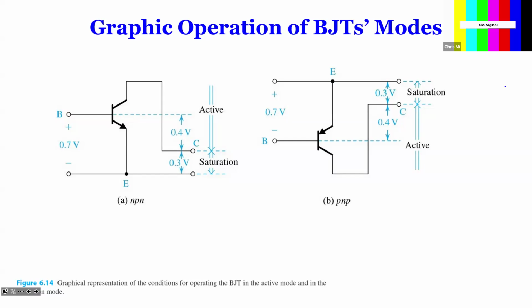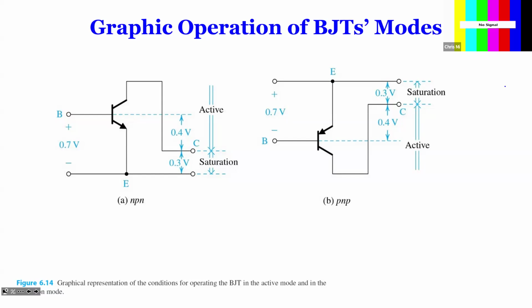So the VCE can be 0.7 exact, or it can be more, right? Because look, the way that we draw here, active mode does not have an upper limit. So you can go above 0.7. As long as it's more than 0.3, it will go to active mode. As long as you fall to 0.3, it's at the edge between saturation and active. When it's going to full saturation, it's 0.2.